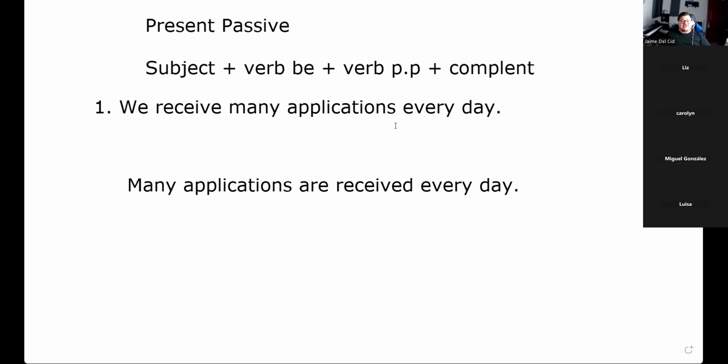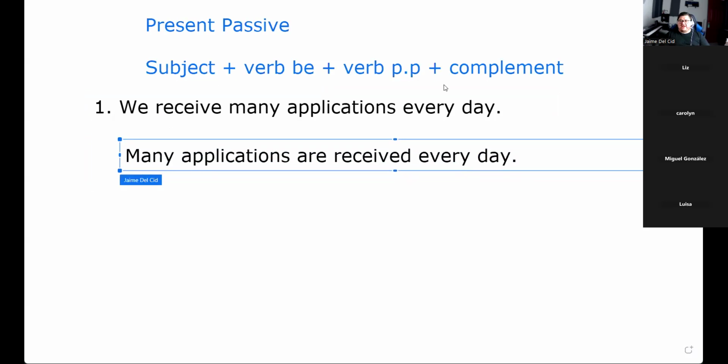The verb is in past participle. In this case, the verb receive is in past participle. And then the complement, of course. I meant complement. This is what I meant. So this is what you have to do and follow every time that you build a sentence.